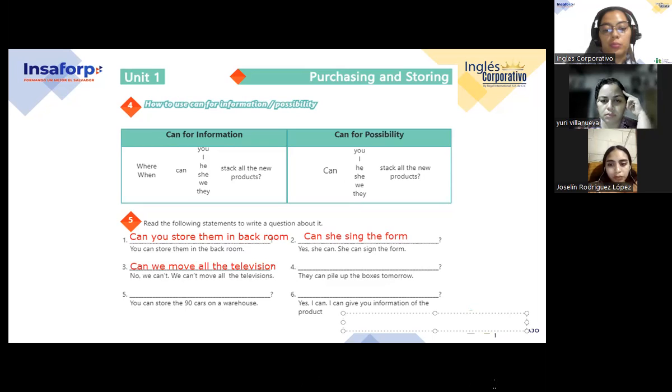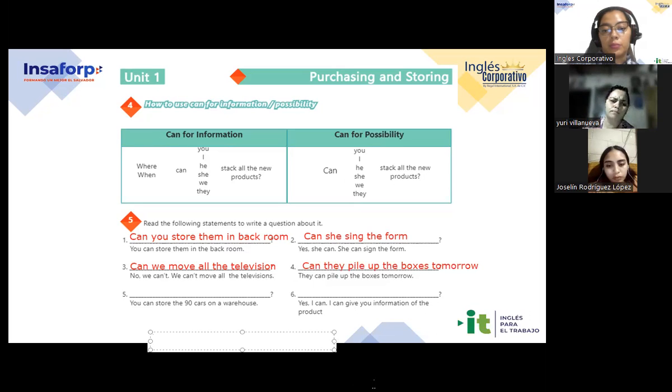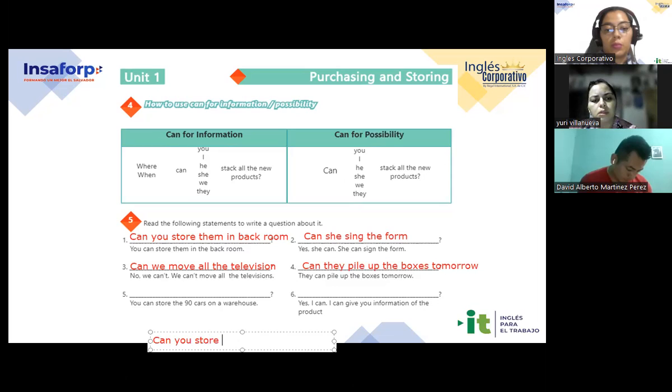Number four. Can they fill up the boxes tomorrow? Number five. Can you? Cars on the warehouse. On a warehouse, excellent.